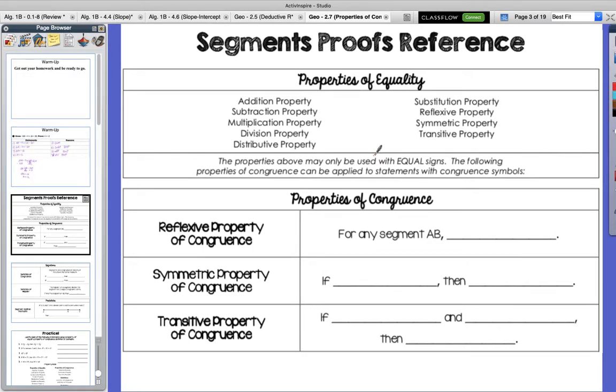Well, hey everyone, welcome to Honors Geometry, section 2.7, segment proofs reference, okay? So we're doing segment proofs today. Our SWBA students will be able to prove statements about congruence, section 2.7.